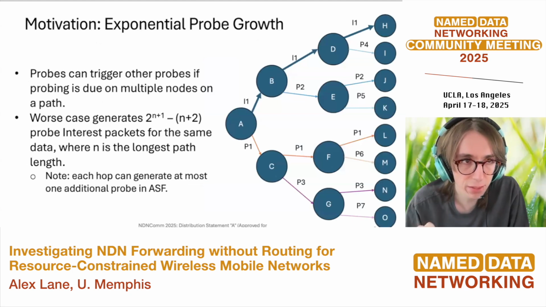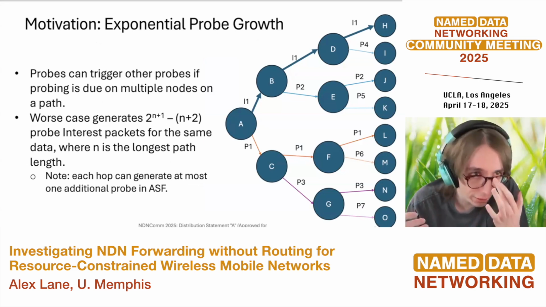The big design flaw in ASF, and I think the one that was most important to overcome, is the fact that probes are essentially just a copy of the same interest with a different nonce. They are basically transparent to any other node beyond the initial forwarder.